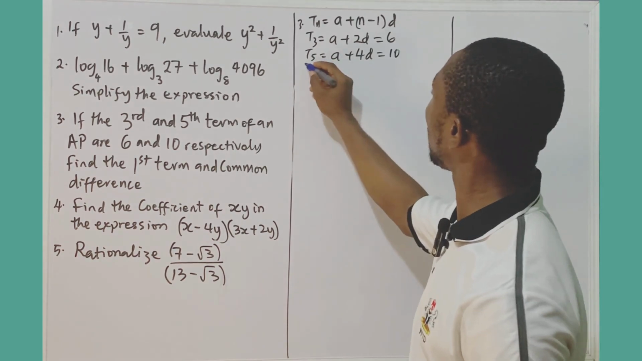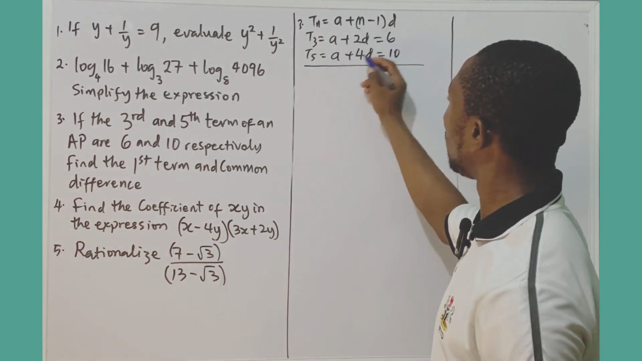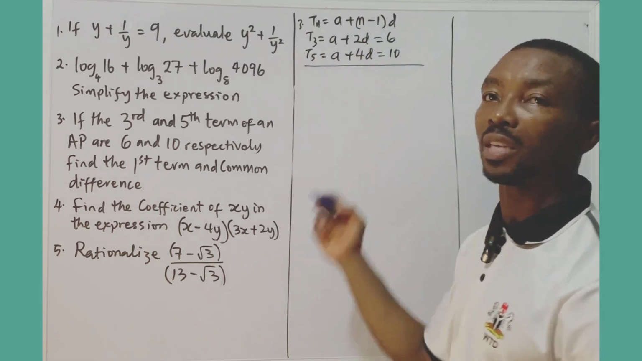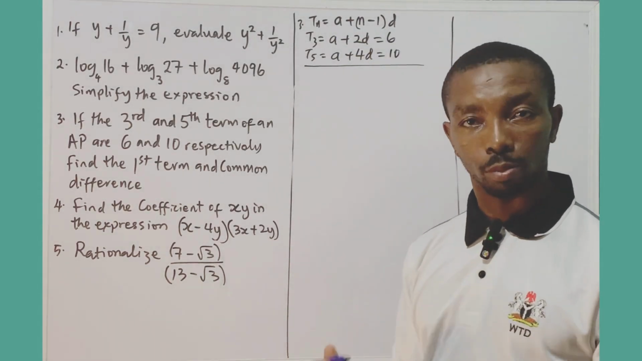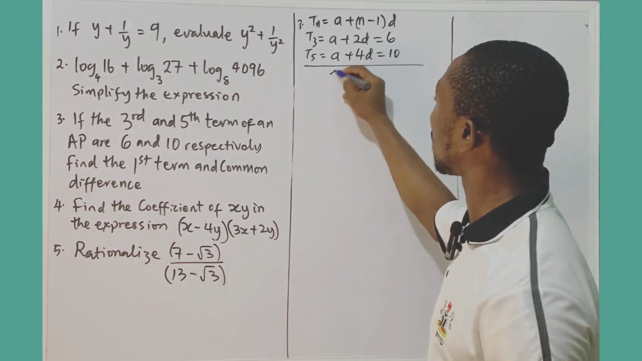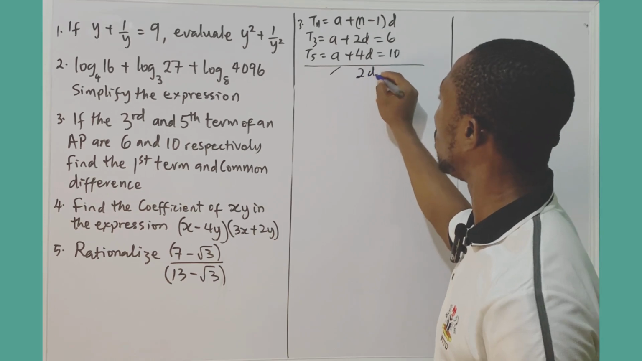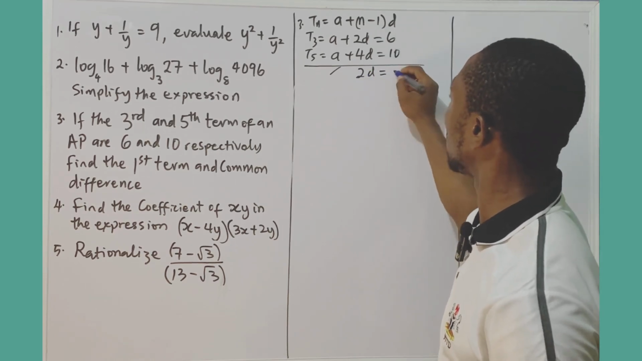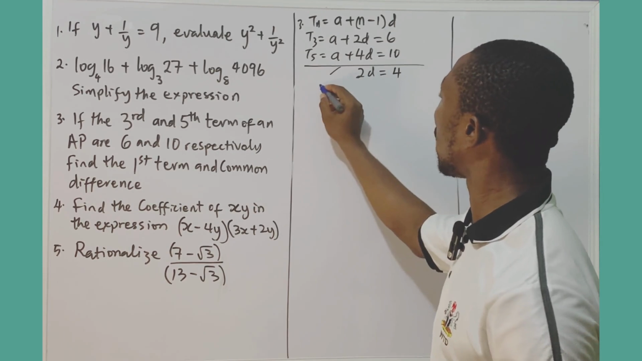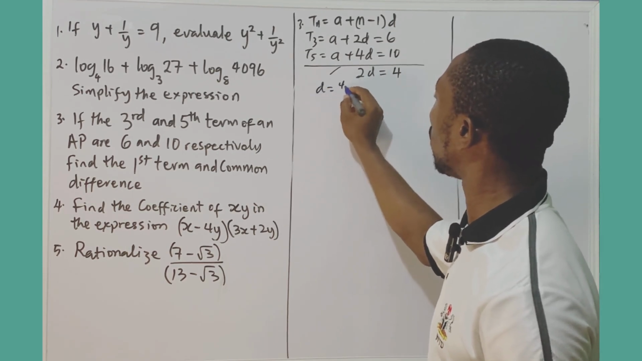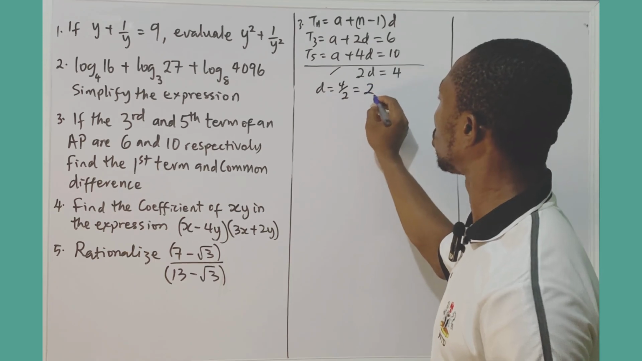So if we solve this out simultaneously, since these have the same sign, we subtract. So a minus a cancels out. 4d minus 2d gives us 2d, equals 10 minus 6, which gives us 4. So our d equals 4 over 2, which is 2.